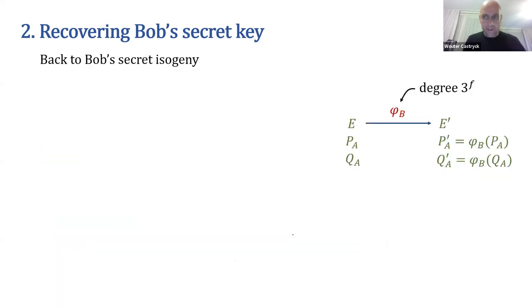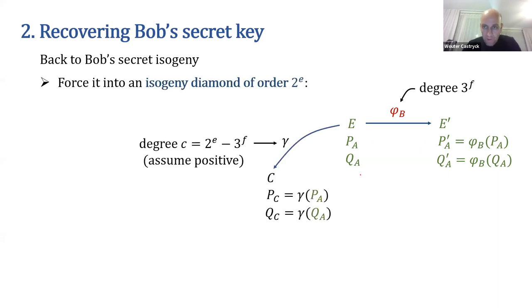And we are going to try and use this criterion to force ourselves into this reducible situation. So we are again going to consider this secret isogeny of Bob from E to E prime. We have these two points of Alice, which are public, PA and QA, and we have the images of Alice's points under Bob's secret isogeny, PA prime and QA prime. This is the situation. What are we going to do? Well, we are going to hope that we can find an isogeny of degree C, where C is just defined as 2^e minus 3^f. Assume for the moment that this is a positive integer. Let's call this isogeny gamma, to some auxiliary curve C. Any gamma of that degree will do.